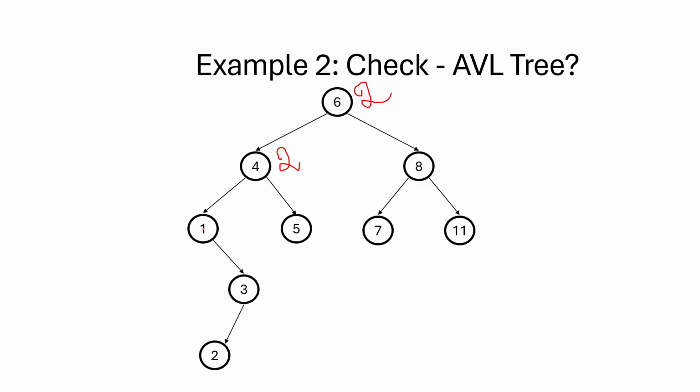For this node, is there a left subtree? No, nothing, so 0. The right subtree is 1 and 2. So 0 minus 2 is -2. For this node, the left subtree is 1 and the right subtree has nothing. So 1 minus 0 is 1. For this one, the left subtree is 1 and the right subtree is 1, so it is 0. For the leaf node, there is no left subtree and no right subtree, so 0.